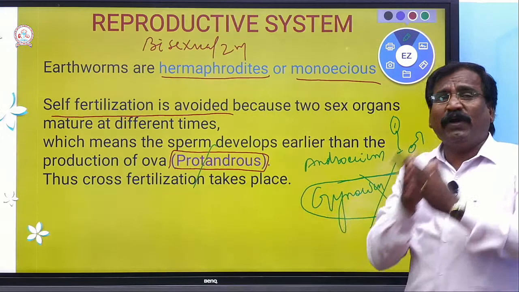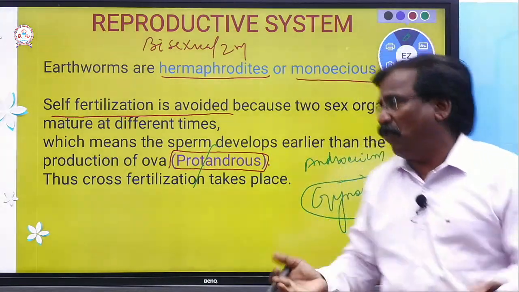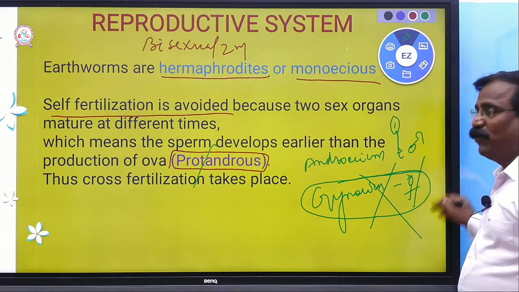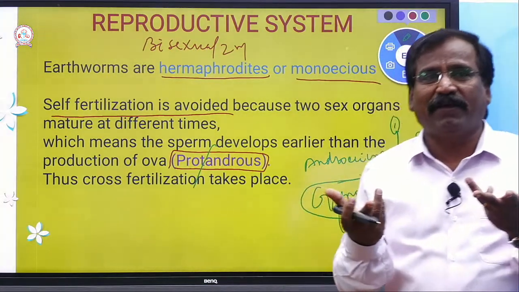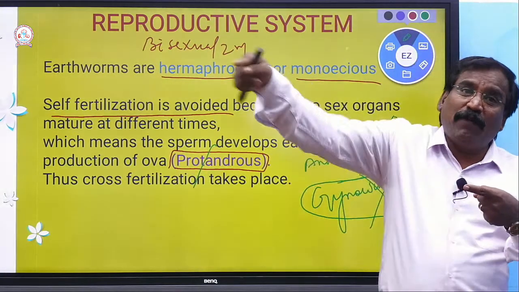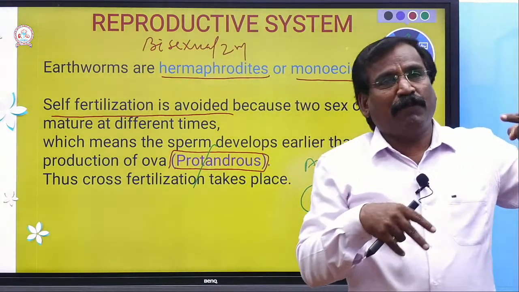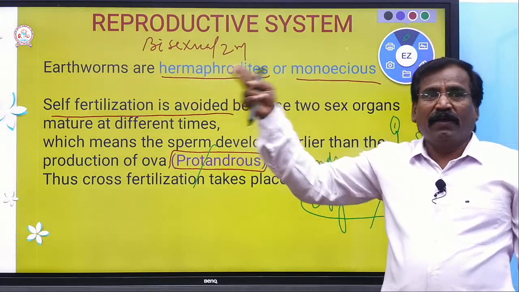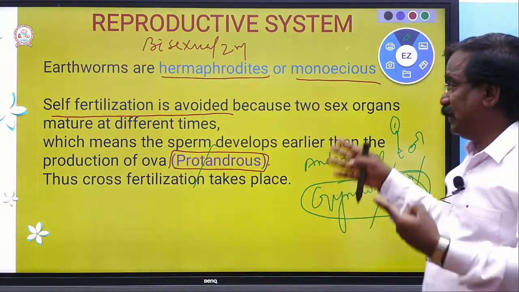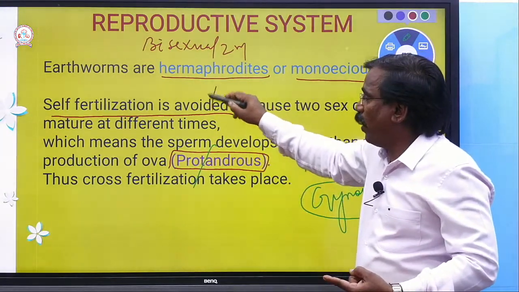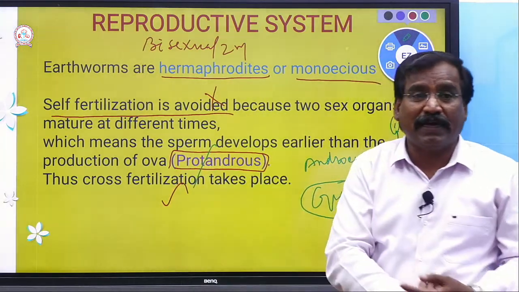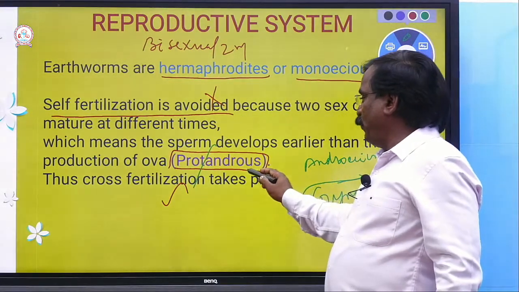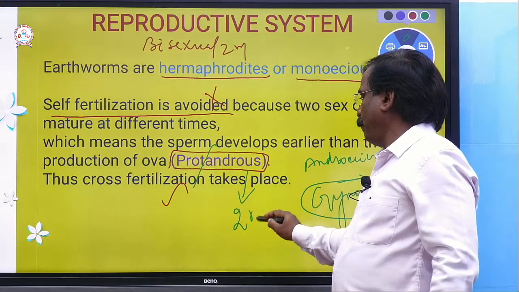Thus, the one and only possibility is cross-fertilization. There is no chance for self-fertilization. When the sperm has developed, there is no egg to fertilize, as the egg has not developed. But in another worm, the egg will have developed. So the sperm can only fertilize the egg of the other worm. Thus cross-fertilization takes place and self-fertilization is avoided. This protandrous is very important, frequently asked, a 2 marks question.